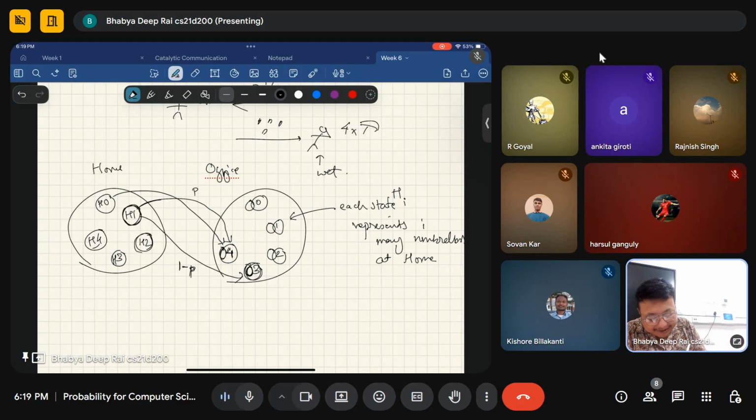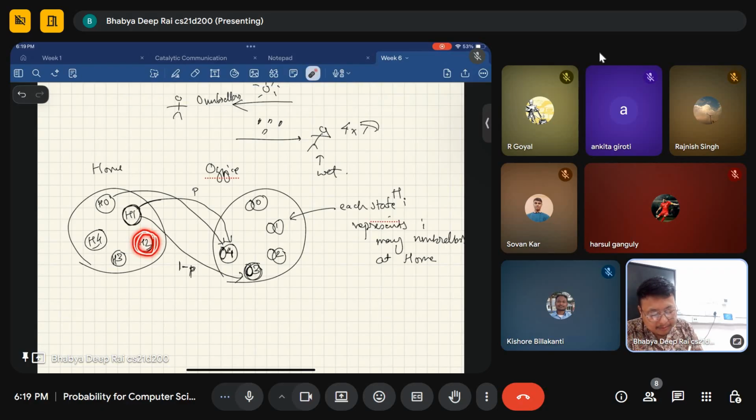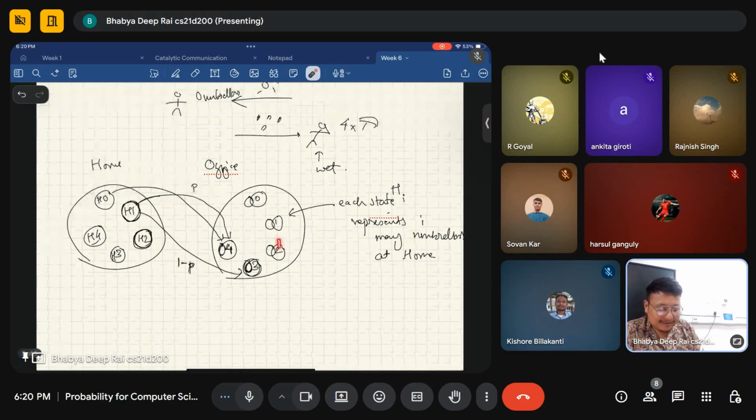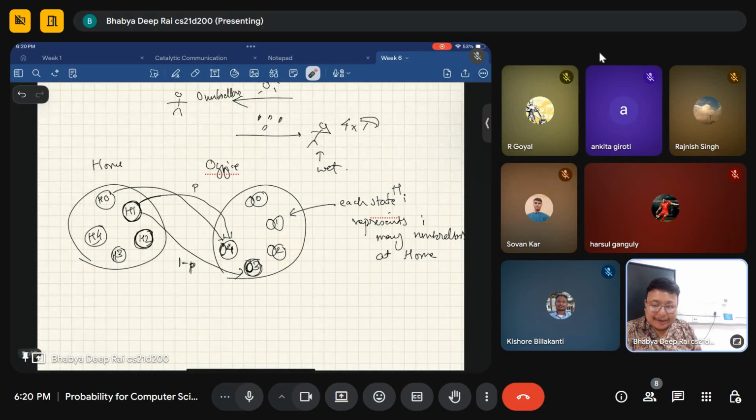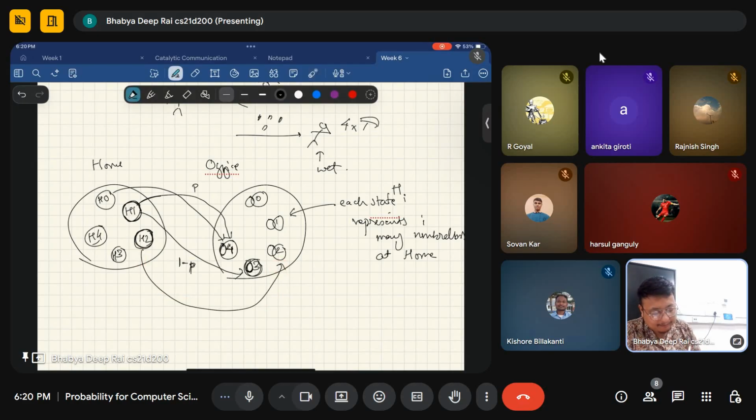Similarly, if I'm at H2, I'm at home with two umbrellas. If I'm at home with two umbrellas, it means in the office there are two umbrellas, right? So if it does not rain, then all is well and good, because I'm not going to take an umbrella and go to the office where there are two umbrellas, with 1 minus p probability.